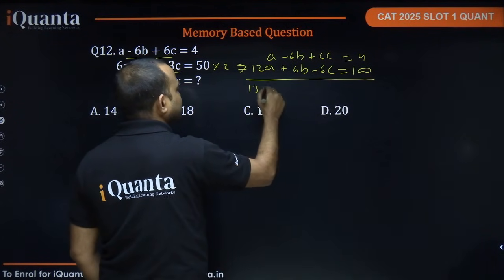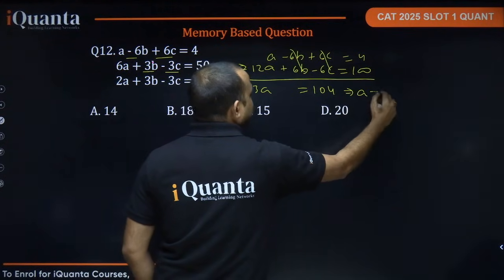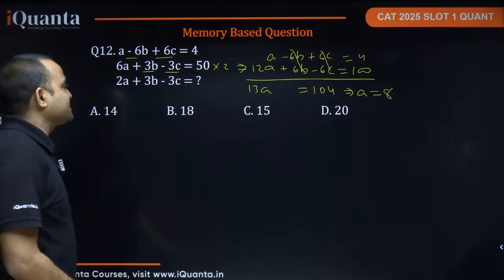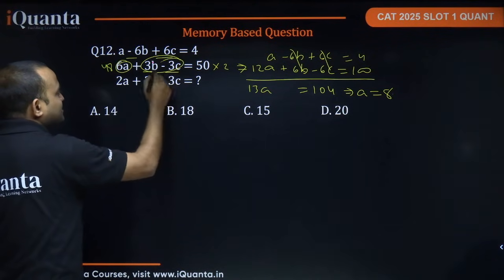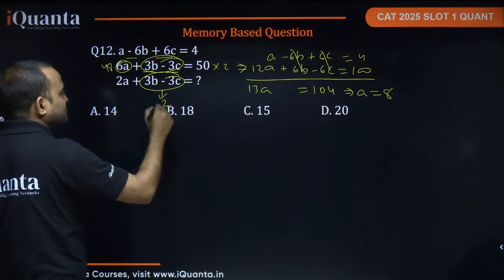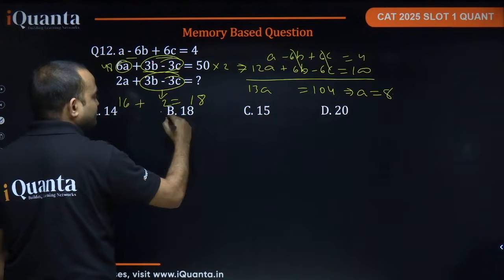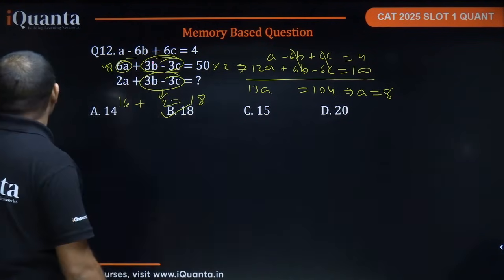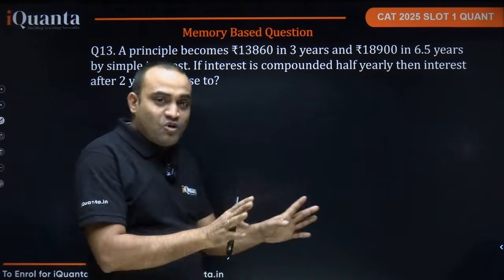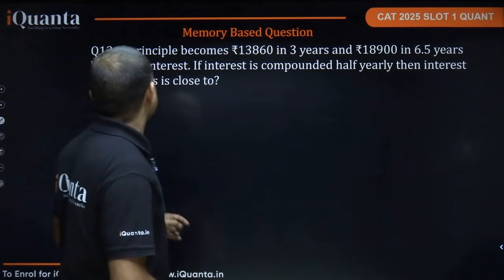So what are we getting? 13a, these two will be cancelled out, is equal to 104, or a is equal to 8. If a is equal to 8, this will become 48. So 3b minus 3c will become 2. This is 2, and this will become 8 into 2, 16. So 16 plus 2, that is equal to 18, right? Option D. I am solving this quickly so that you can just review all the answers and your method quickly. You don't have to invest much time.